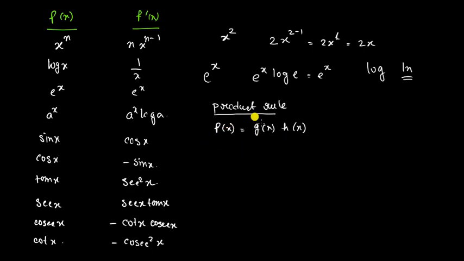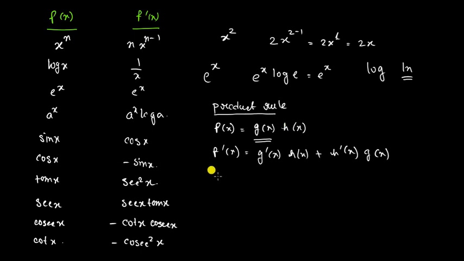Now if you want to do the derivative of these functions, you have to do the differentiation of the first function, so that becomes g prime of x, and then h of x just remains as it is. Then you have to do the differentiation of h of x, so h prime of x, and then the first function just remains as it is. This is what you call the product rule.